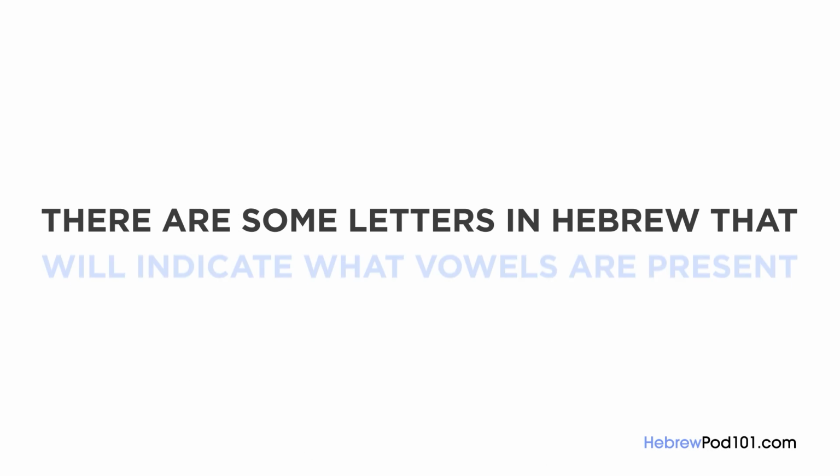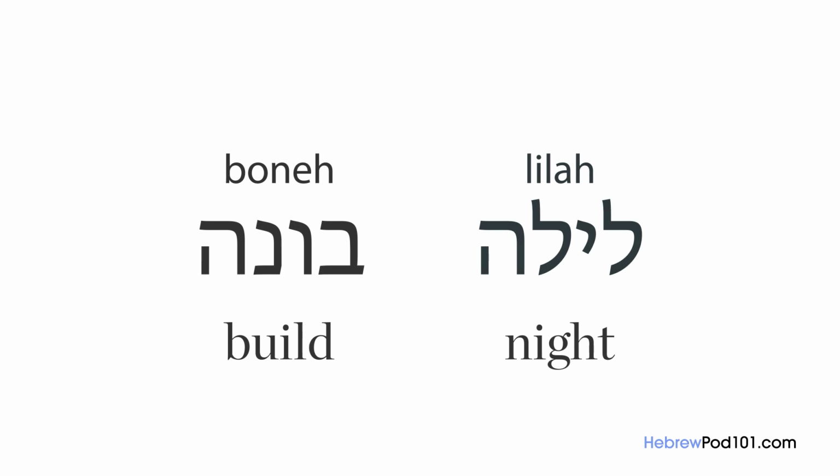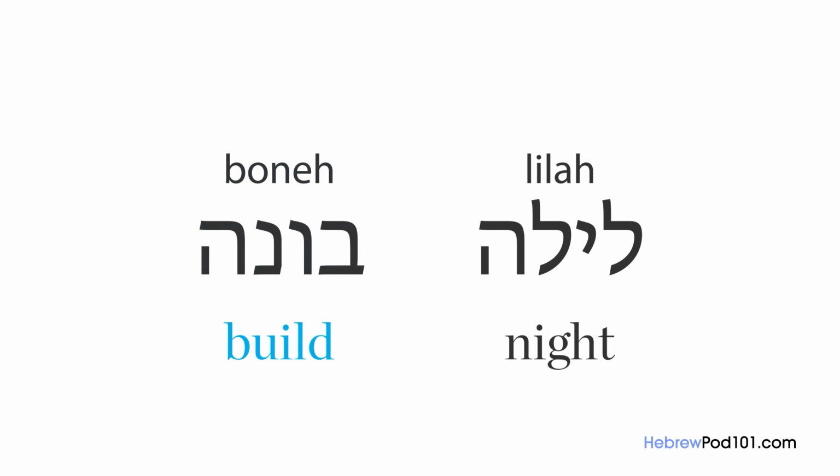There are some letters in Hebrew that will indicate what vowels are present. These letters are technically consonants, but can behave like vowels. Aleph, Hey, Vav, Yud, Ain. For example, the letter Hey often ends a word with an A or an E sound, like in the words Laila, for night, and Boneh, the masculine singular form for build.